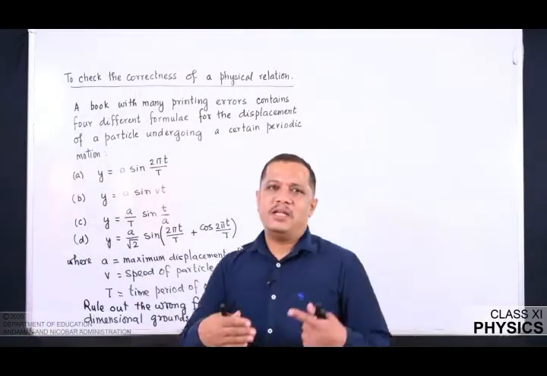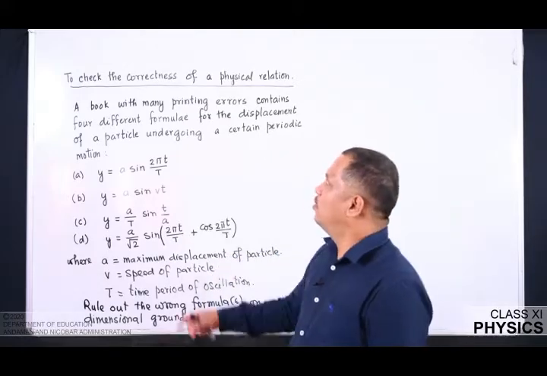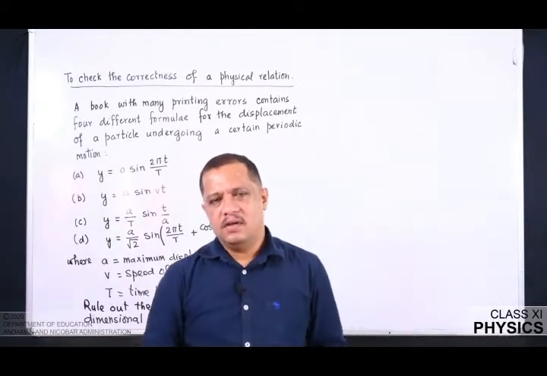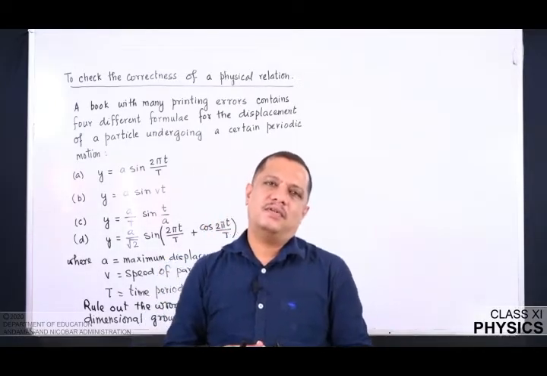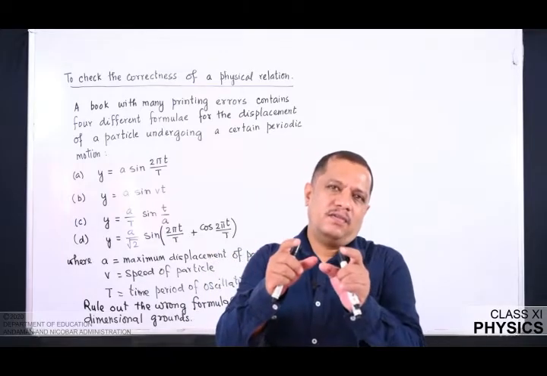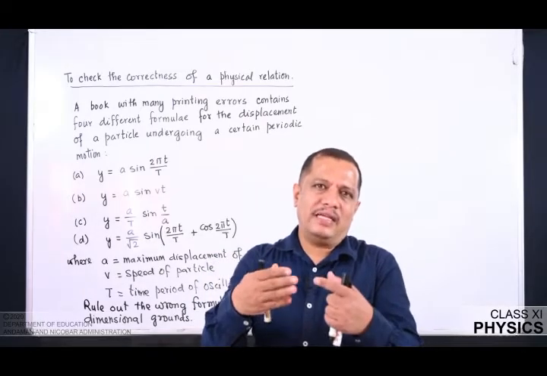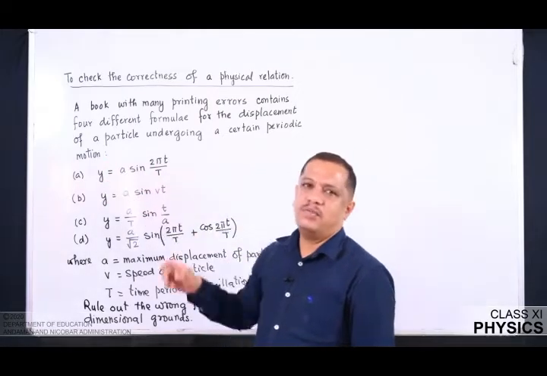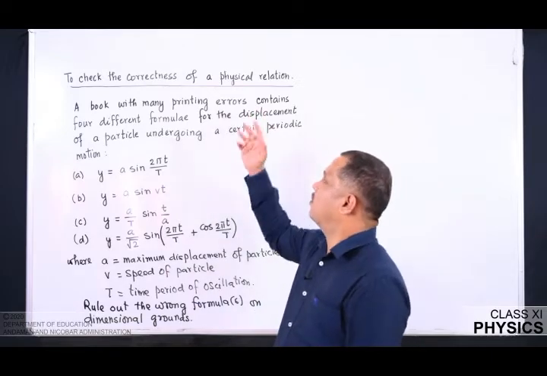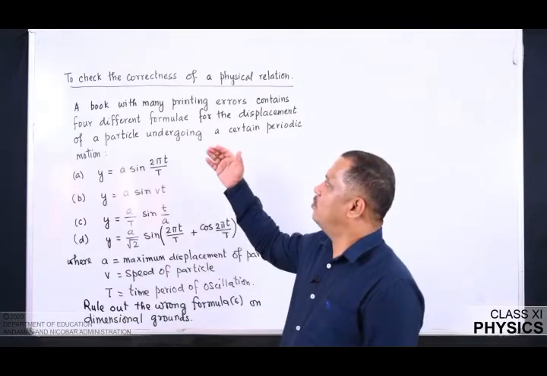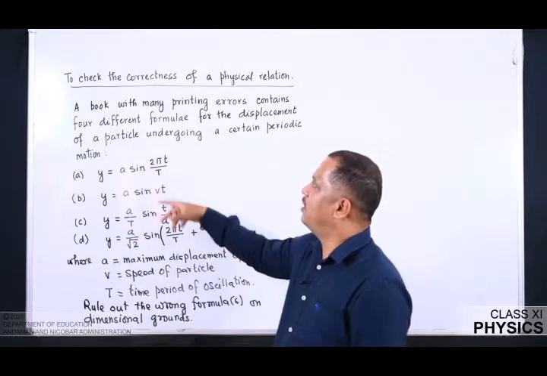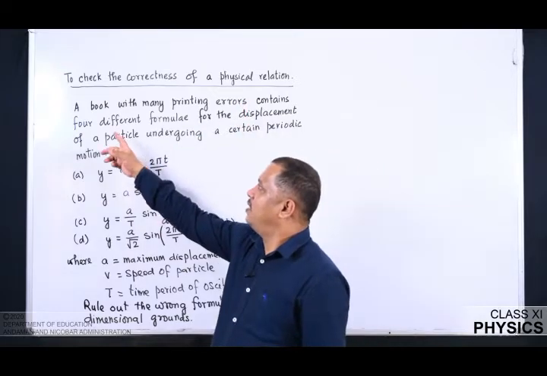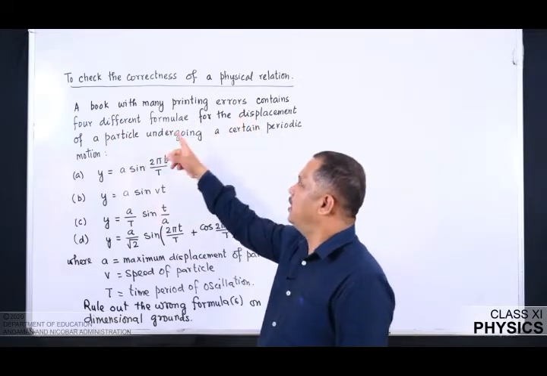The second application of the method of dimensions is to check the correctness of a physical relation. What is a physical relation? In physics, a physical event is described using all the physical quantities involved in it by relating those physical quantities in the form of an equation, and that is what we call a physical relation. So let us see an example using which we will understand how to check the correctness of a physical equation or physical relation. It says that a book with many printing errors contains 4 different formulae.